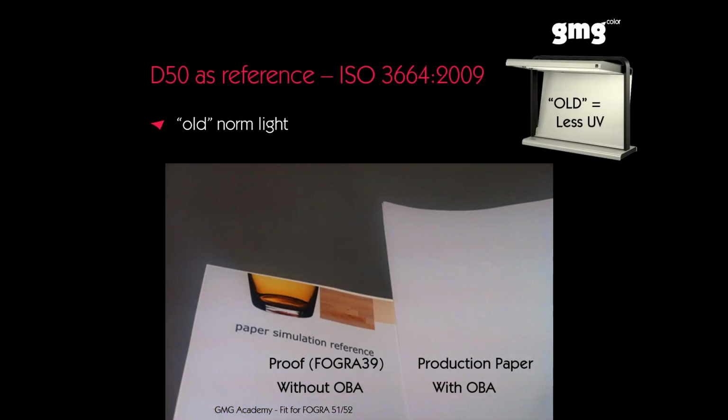We have some examples. So here we see the situation we had before the norm revision. On the left, we have a proof, for instance FOGRA 39, on a proofing substrate without optical brightness, next to a production paper containing optical brightness, as it's in most cases represented. And we see a pretty good match before the norm revision.